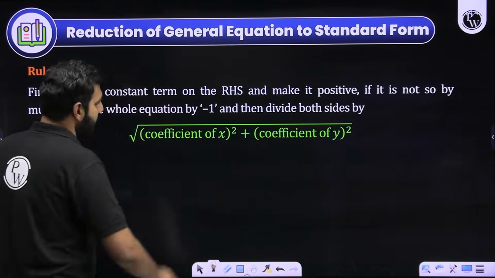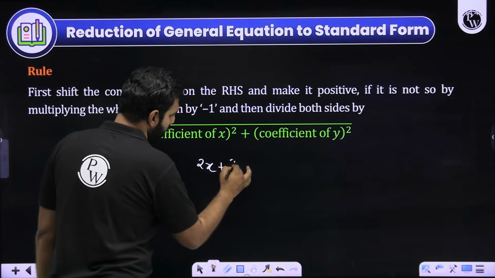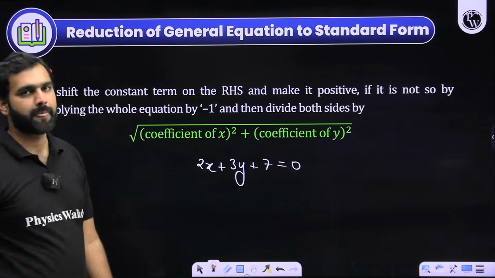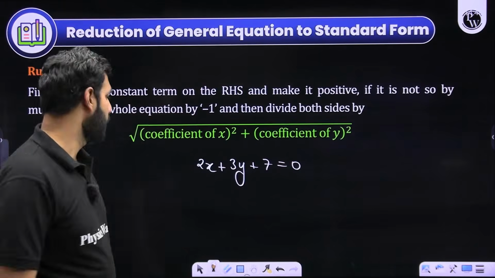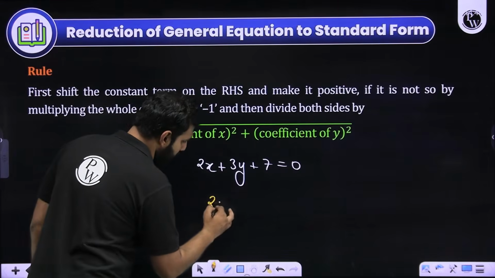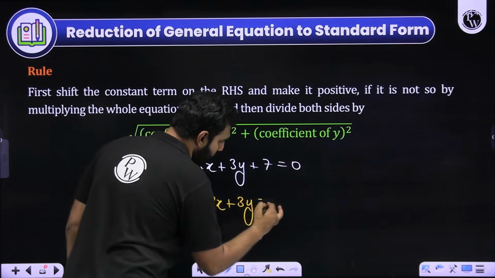Let's say there is a straight line 2x plus 3y plus 7 is equal to 0. This is in the standard form. I want to convert it into normal form. Then how do I do it? First of all, take this 7 on the other side. So this will become 2x plus 3y is equal to minus 7.